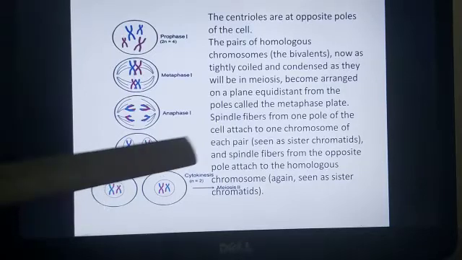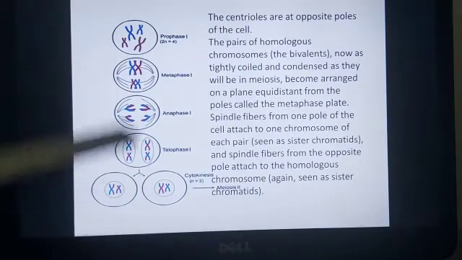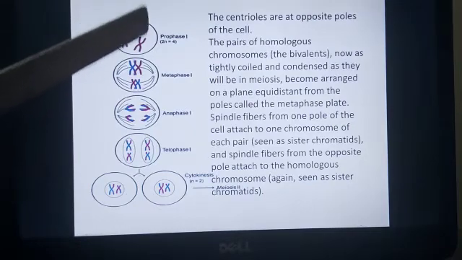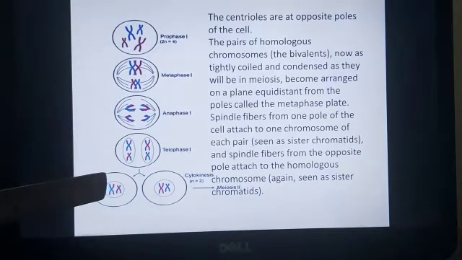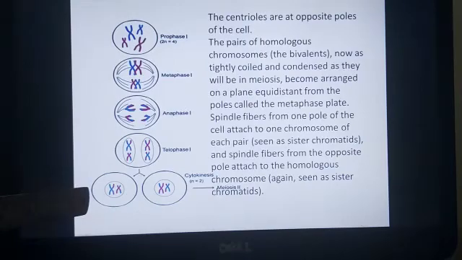The second thing is there are recombinants present, because you can see the patches of blue and pink. And the third thing is the chromosomal number is halved. Here you can see 1, 2, 3, 4, and here you can see only 2. So the n is 2 here and 2n is 4 here. So that's the development that you see in meiosis 1.